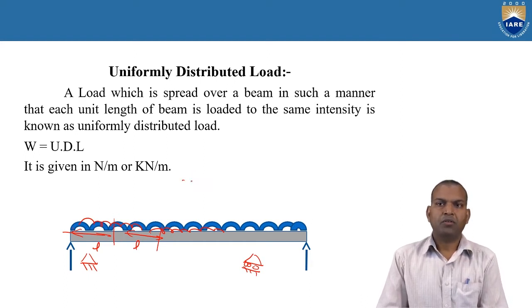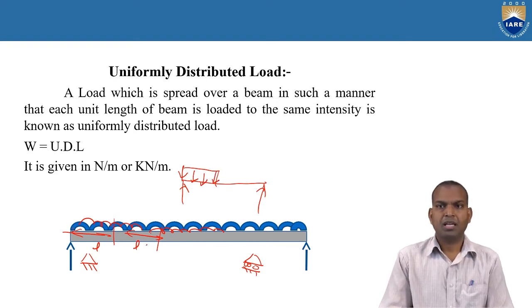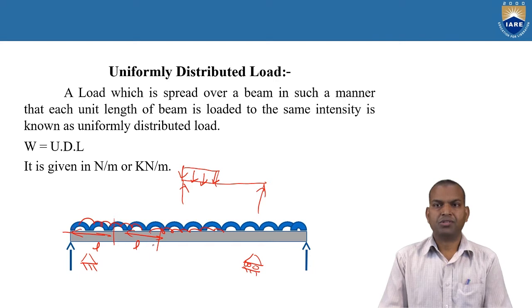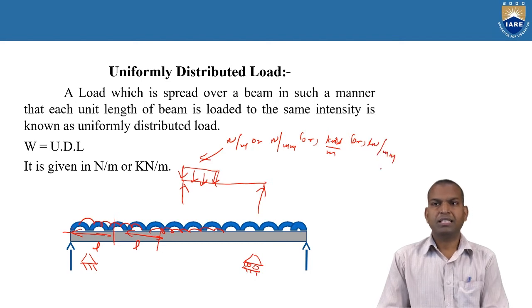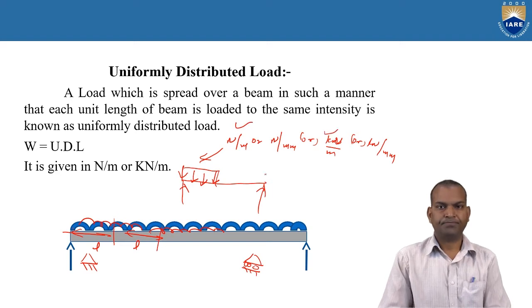Here I am considering the same simply supported beam. The UDL can be shown as a rectangular portion with arrows downwards. And what is the unit? How do we define this? The unit for this is either Newton per meter, Newton per millimeter, kilonewton per meter, or kilonewton per millimeter. Generally, books follow either Newton per meter or kilonewton per meter.